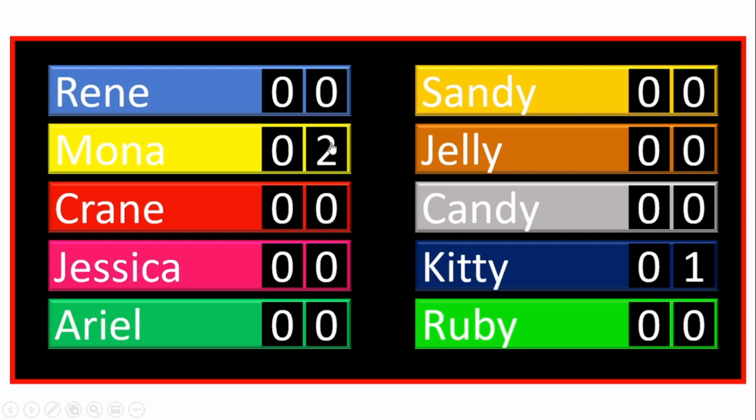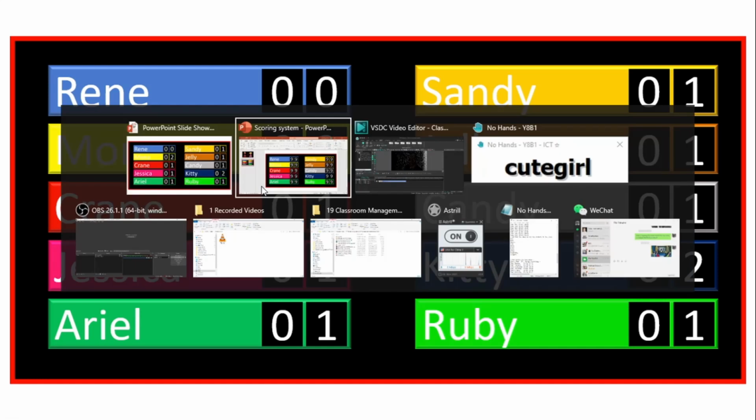What you do is you give Mona, Crane, Jessica, Ariel, Sandy, Jelly, Candy, Kitty, Ruby, each one a point. Except you don't give Renee a point, but you never deduct a point. Also on this system, you can't deduct points for that reason. It's just better. Okay, so that's just a pro tip in there. So using this one for, as I said, the quiet classes and the ADD classes gets you to control them much easier. So then, let me get onto the third system, the no-hand system that I put over there.